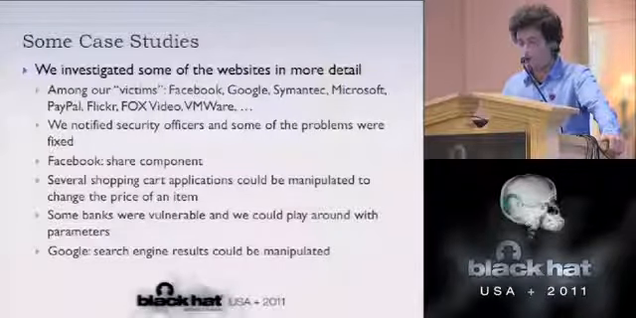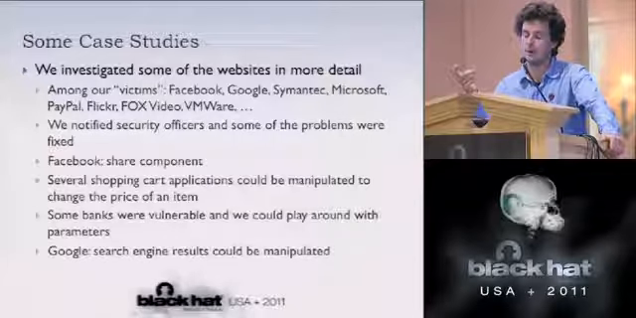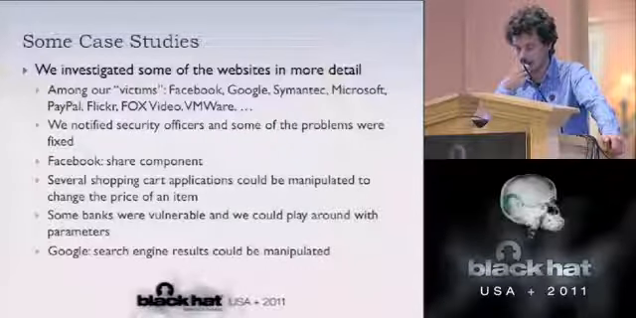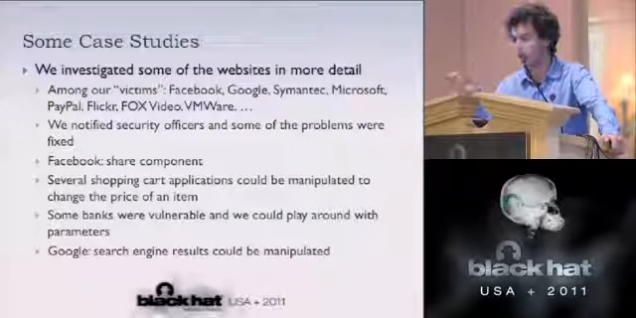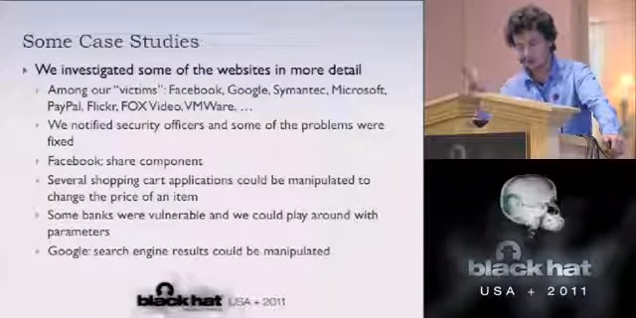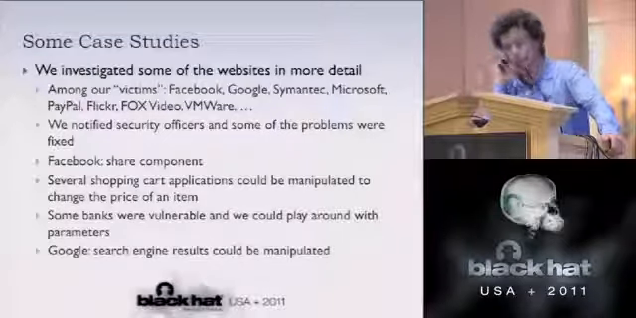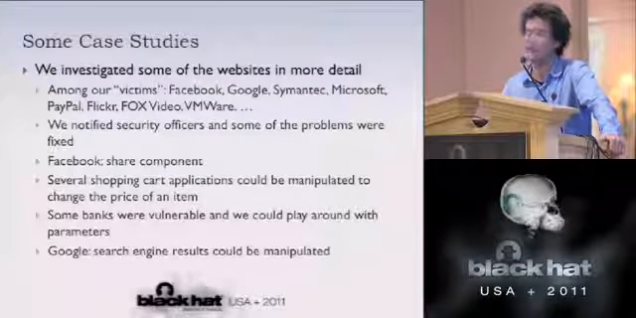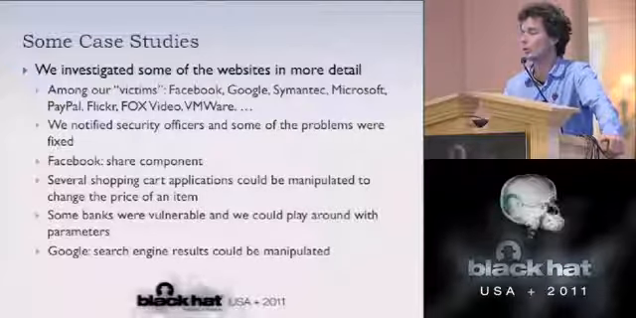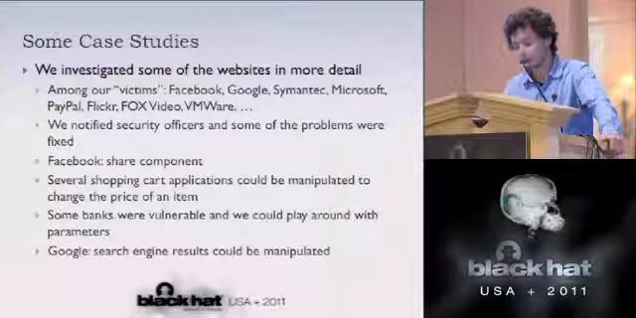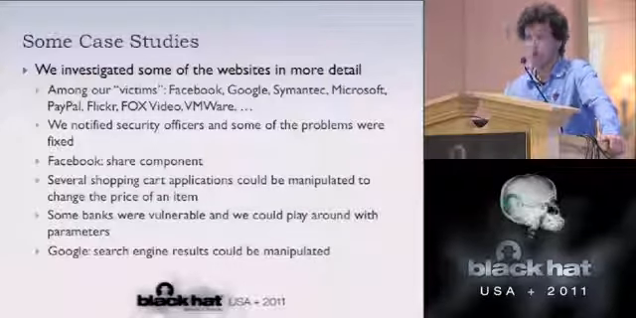For Facebook, there was this share component I was telling you about before. The API used by Facebook for sharing information over the internet was not checking whether the submitted parameter appeared once or twice. Then we had several shopping cart applications where it was possible to change the price of an item, so possibly to buy a product at a lower price. Then we had banks where there was a vulnerability, and Google as well.